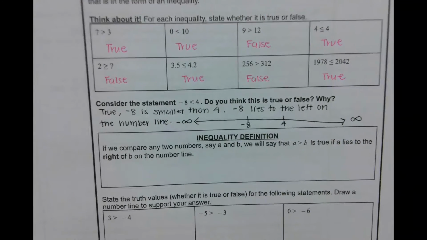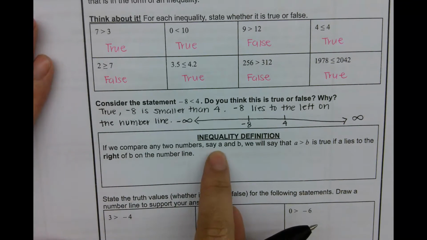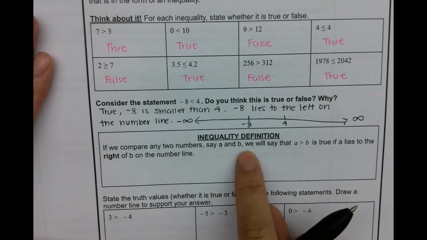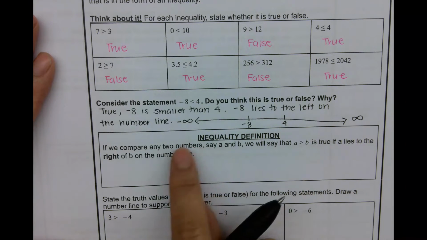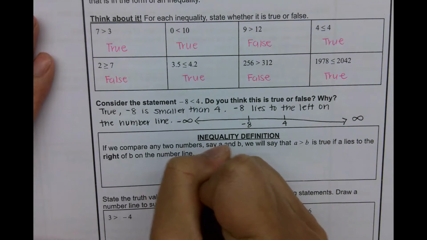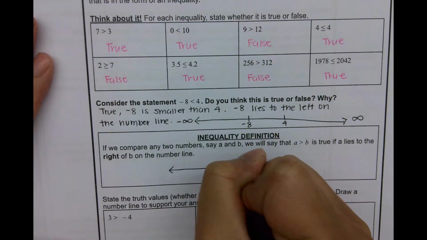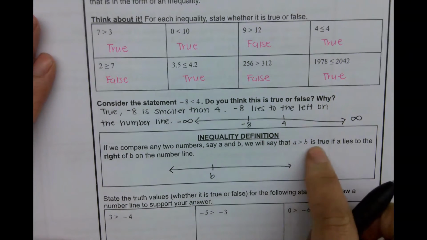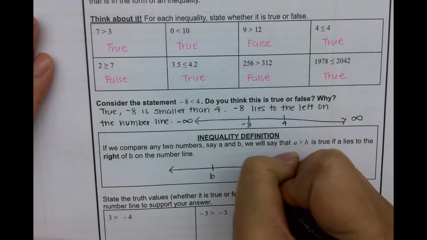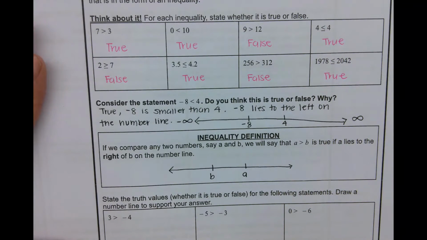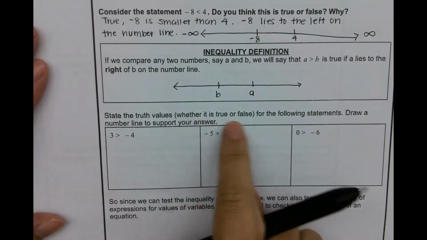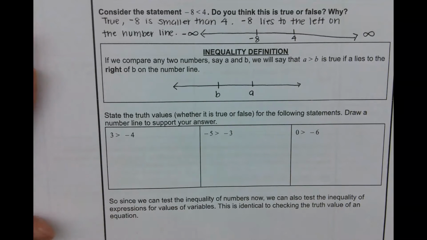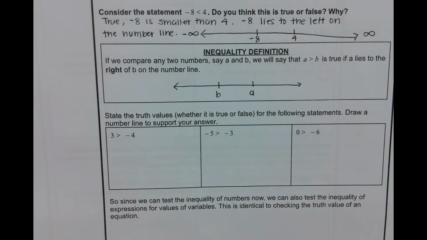So if we compare any two numbers, let's say we have the letters A and B, we will say that A is greater than B is true if A lies on the right of B on the number line. So if this was B, in order for A to be greater than B, it would have to be on the right side. Okay, here you're going to state the truth values, whether it's true or false, for the following statements, and you're going to draw a number line to support your answer. So true or false, and prove it with a number line.